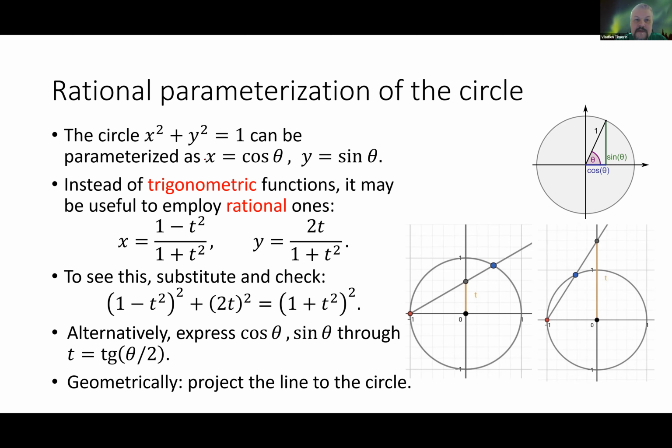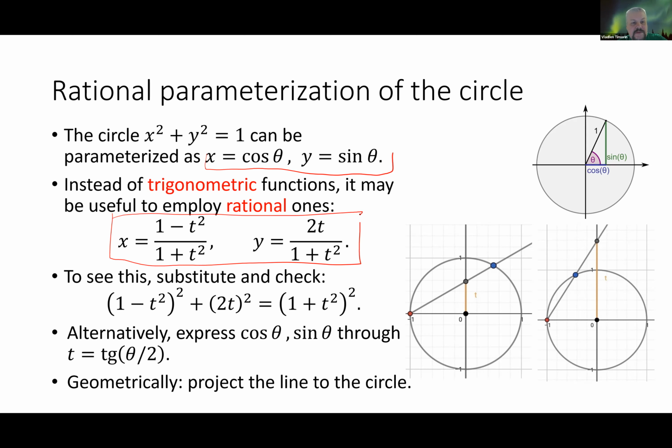Of course, you all know that the circle can be easily parameterized by trigonometric functions, but it's also useful to use rational functions instead of trigonometric functions to parameterize the same curve. And a rational parameterization, for example, may look as follows. This is, of course, not the only rational parameterization, but probably the standard rational parameterization of the circle.